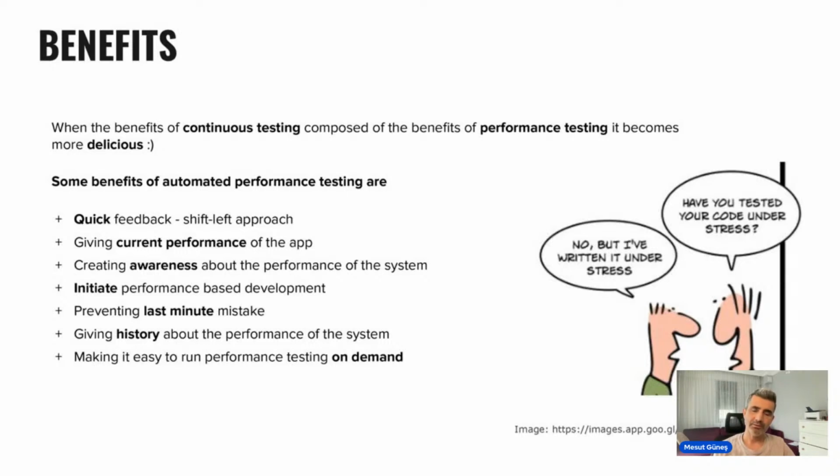When you are running continuous performance testing on your pipeline, it is always running and always there. For every commit, your developers will get an idea about the current state of the performance, which creates an awareness of the performance of your system.